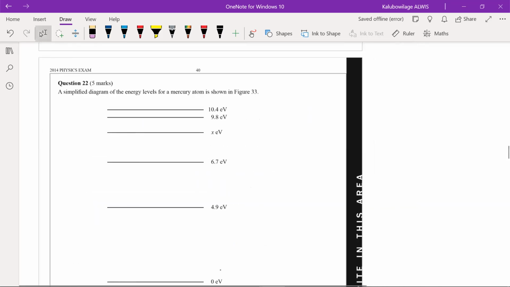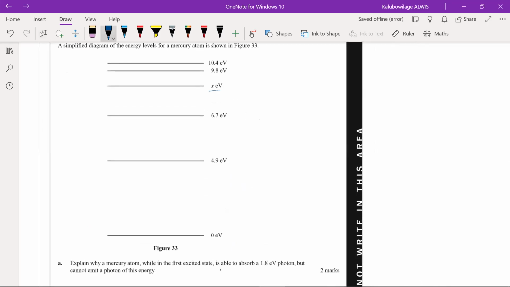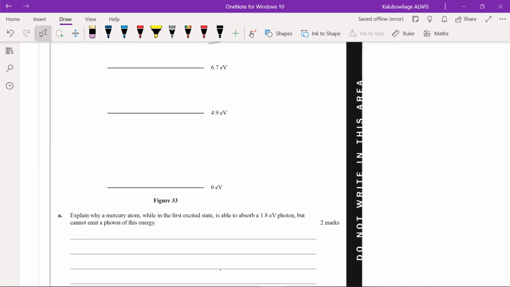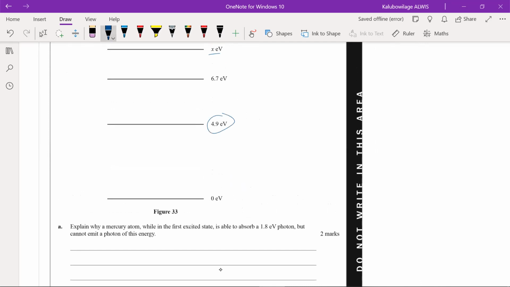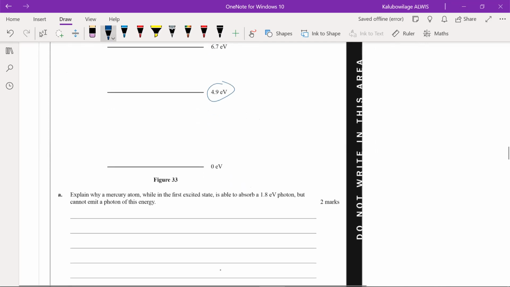Energy levels, for mercury. Explain why a mercury atom, while in the first excited state, is able to absorb a 1.8 electron volt photon but cannot emit one. Absorbing a 1.8 electron volt photon.